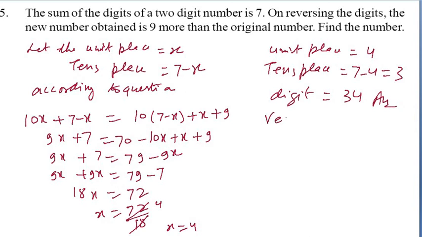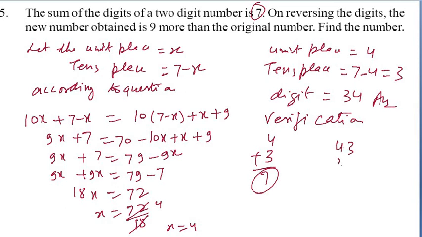Now verification. How can we verify? The digit sum is 3 plus 4, that is 7. So our answer is correct. Now reversing this one, it is 43 and 34. So you can subtract this. So 43 minus 34, that is 9. So you can see here it is 9. So hence it is verified.